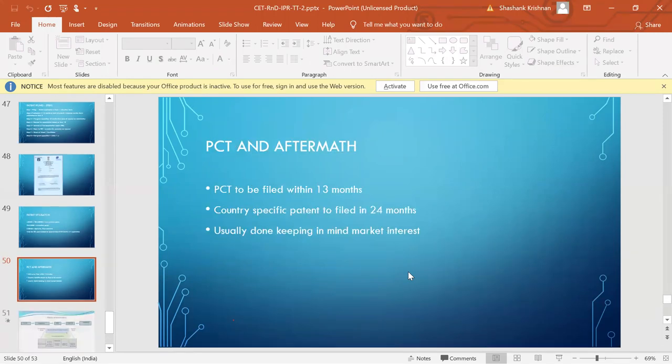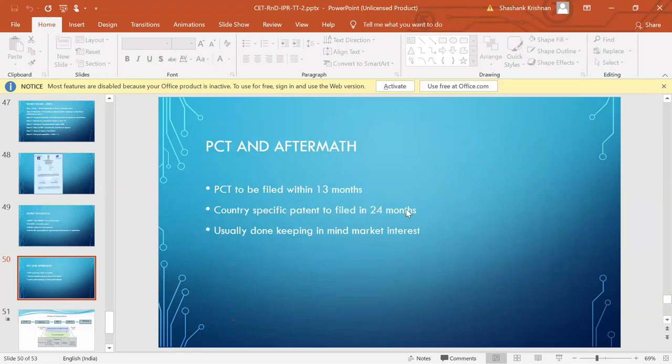Most countries have 20 years. And what after that? Well, if you feel that there is potential for filing this patent in another foreign country, then you have to do the PCT within 13 months. And the country-specific patent also has to be filed in 24 months. Usually you do this because in India, patent filing is very, very cheap compared to any other country. If you have to go to the USA or any European country, it is usually 10 times what you have to pay for a patent in India.